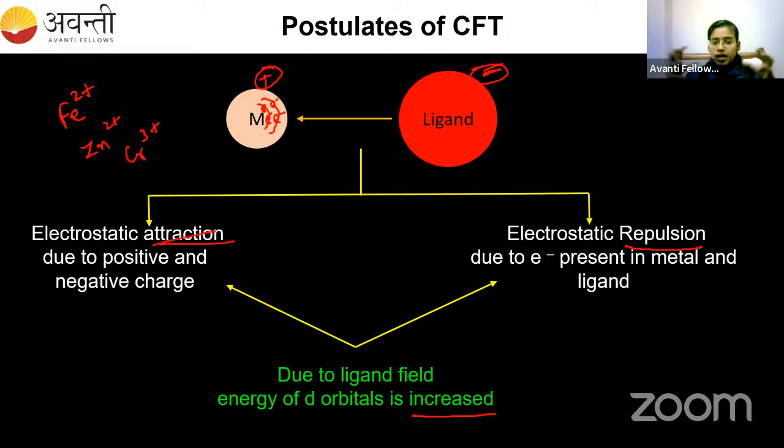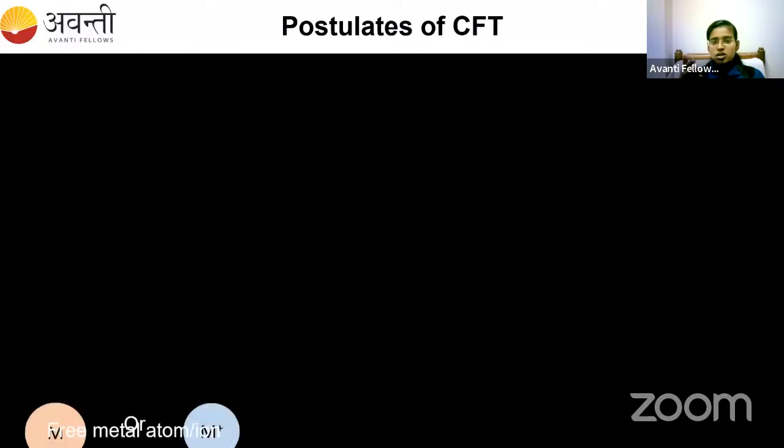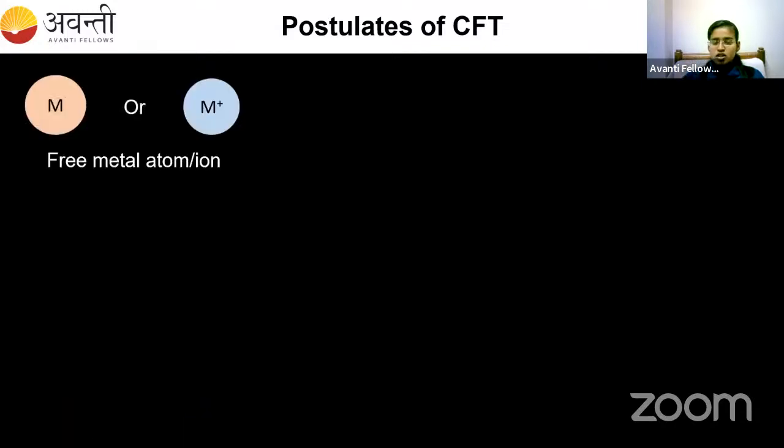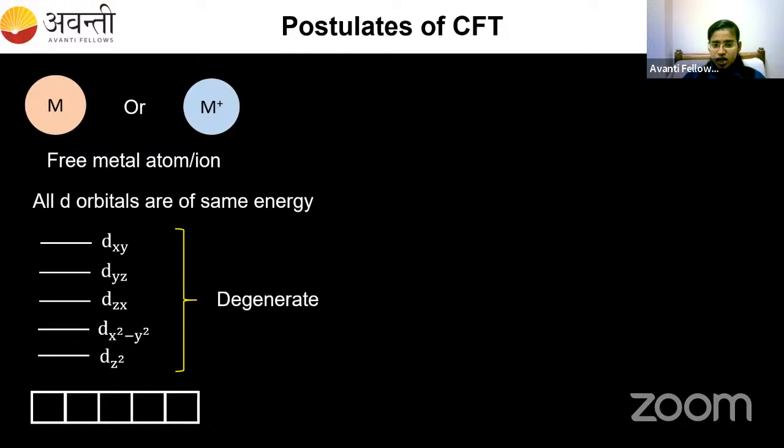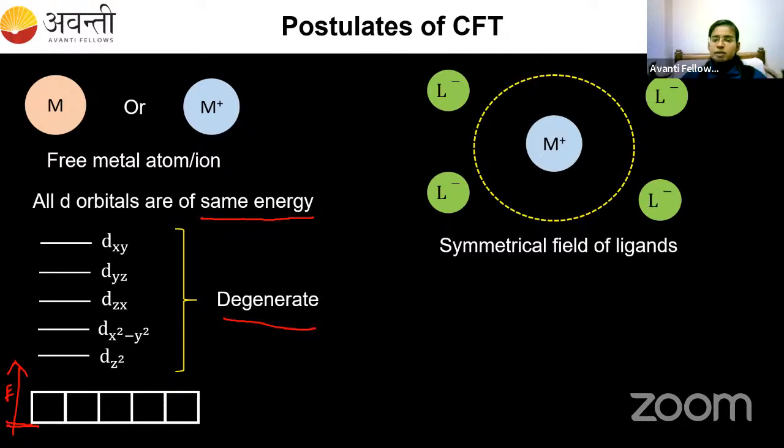One force will try to attract, but the other force will try to take the ligand away from the metal. Ligand will try to come and form the bond with the metal, but at the same time, the ligand will go away also. Because of this, the energy of the d orbitals is raised, it is increased. So this is the free metal atom or metal ion. For a free metal atom, all the 5d orbitals will have the same energy. Orbitals which have the same energy are called degenerate orbitals. Here you see, all the 5d orbitals have the same energy. And this is the symmetrical field of the ligand. Symmetrical field means all the ligands are trying to approach the metal atom, metal ion.